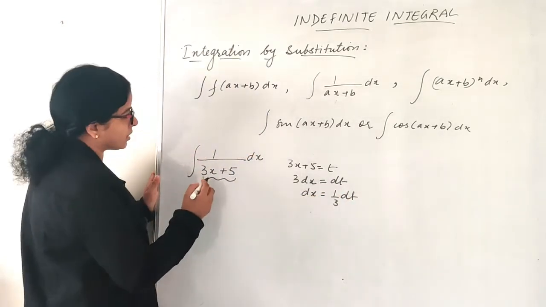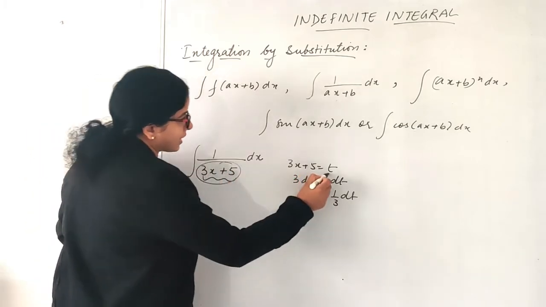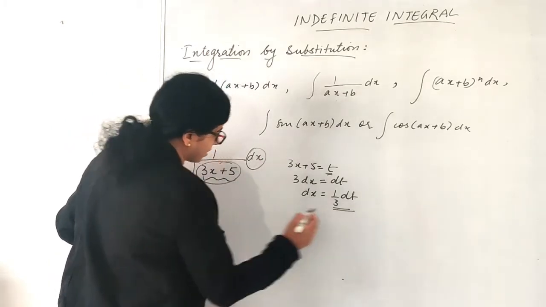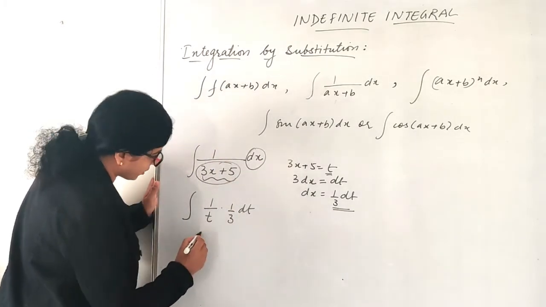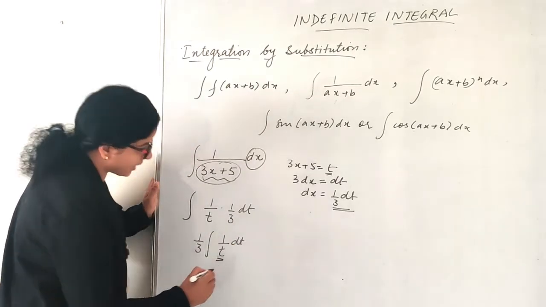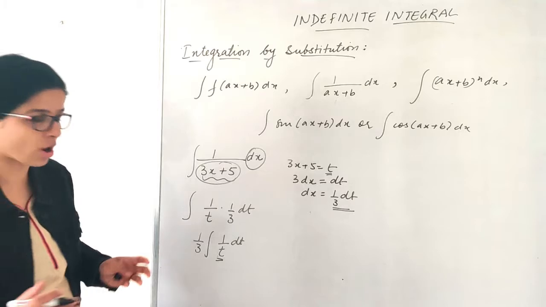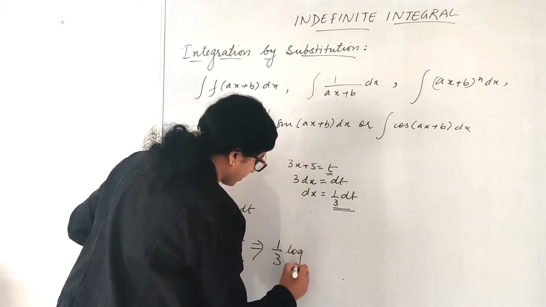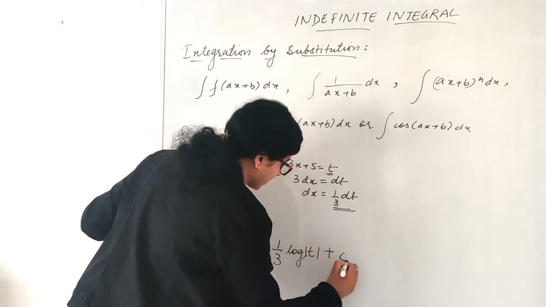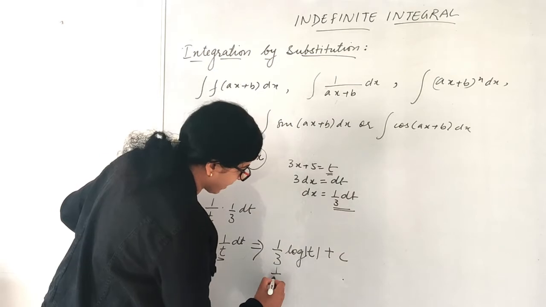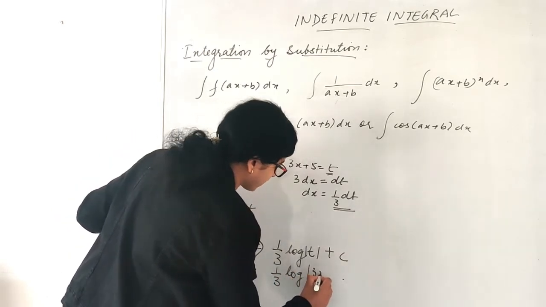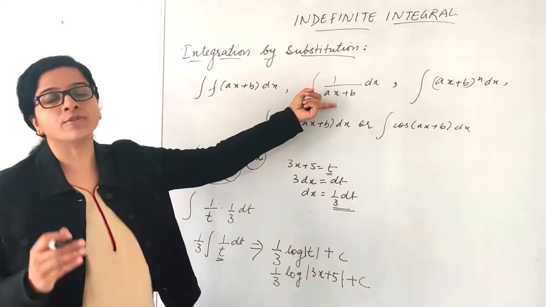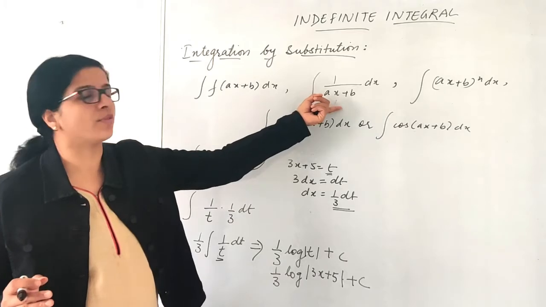Now let us substitute. So in place of 3x plus 5, I'll substitute t. So 1 upon t. And what is the value of dx coming here? 1 upon 3 dt, right? I can take out 1 by 3 outside, and I know the integration of 1 upon t is log t, right? So it will be 1 upon 3 log t plus c. Now substitute the value of t. So we'll get 1 upon 3 log of 3x plus 5 plus c. Is that clear? So this is the way of substituting and solving the integral of this kind, right?